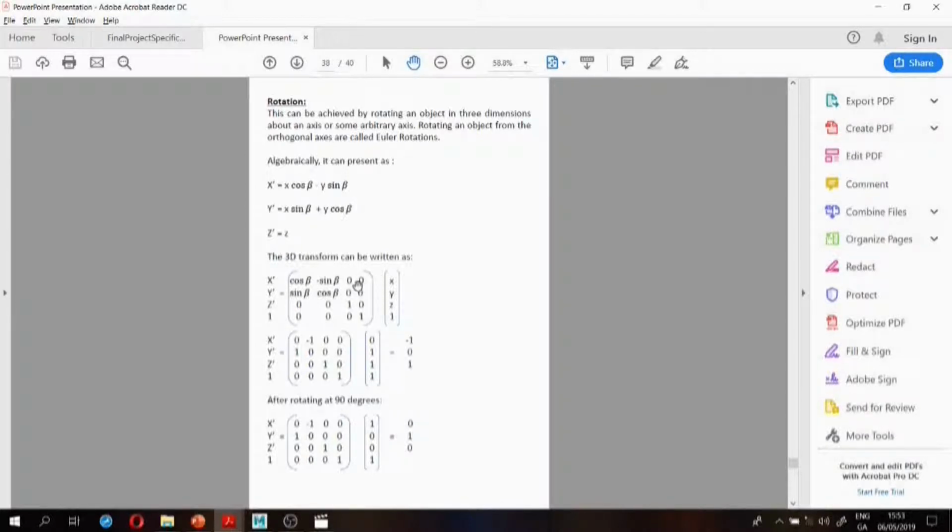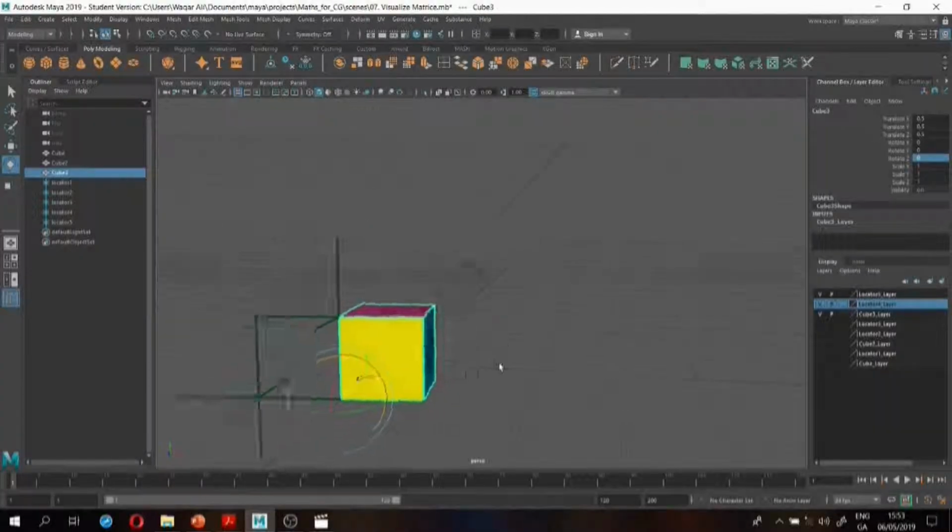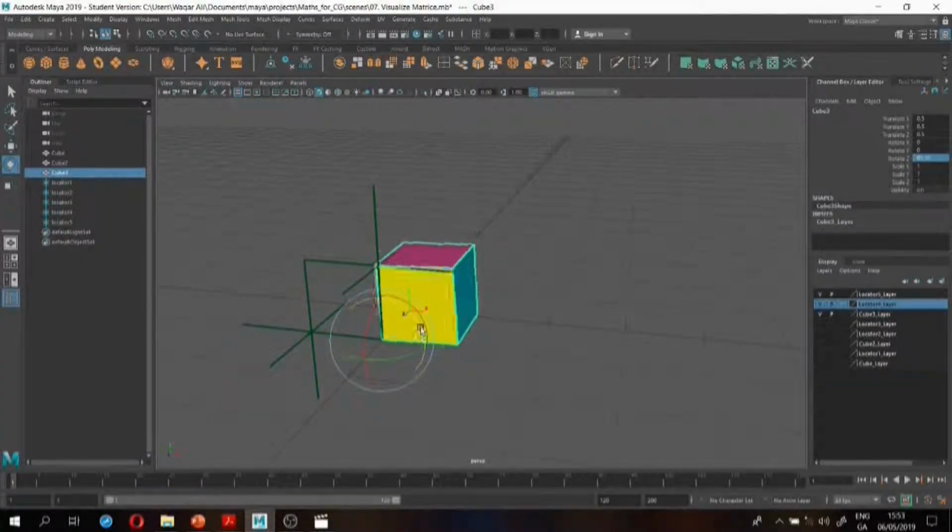So sin beta, cos beta, 0 and 0. Just keep in mind that cos 90 will be 0 and sin 90 will be 1. So z dash will be 0 0 1, 0 0 0 0 1, times x y z. So x dash will become, so the beta angle is 90, and you'll see it's on the 90-degree angle for this locator.